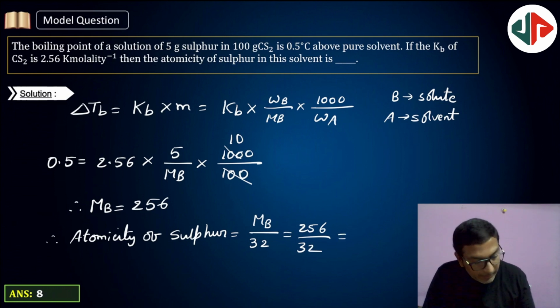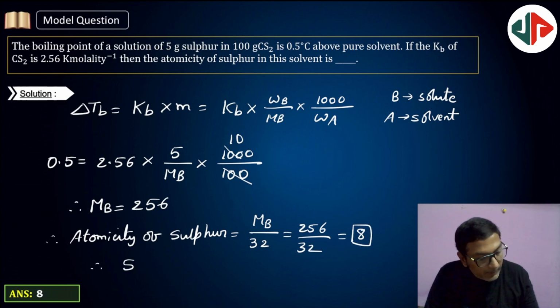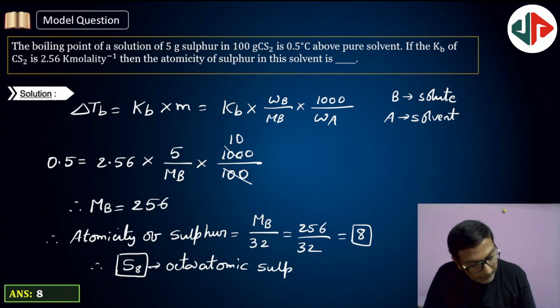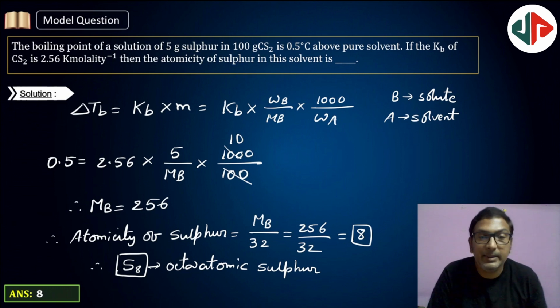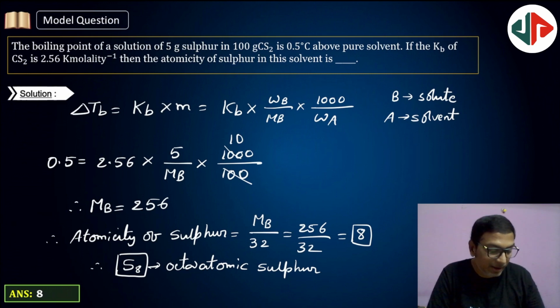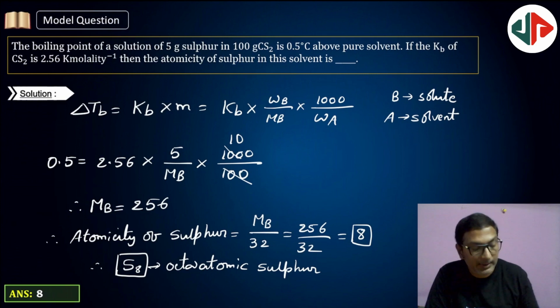We get 8. So therefore S8 is present, octaatomic. So octaatomic sulfur is present. Therefore atomicity means total number of atoms in one molecule. Answer is 8. S8 octaatomic sulfur. Next.